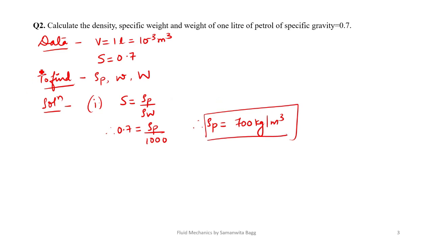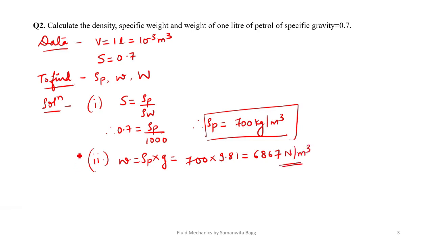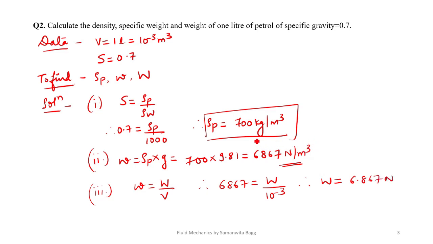Next, we need to find small w. Since we know rho, I can use the formula small w is rho of petrol into g. That makes it 700 into 9.81. When you multiply, you'll get this as 6867 Newton per meter cube. And next, I need to find weight. So I know small w is weight upon volume. Therefore, I can say 6867 is equal to weight upon volume, which is 10 raised to minus 3. So therefore, weight becomes 6.867 Newton.